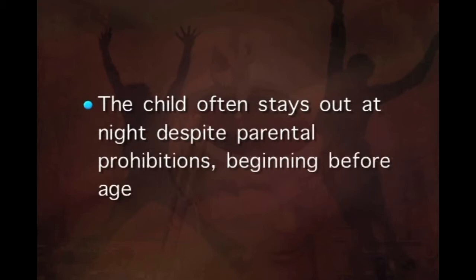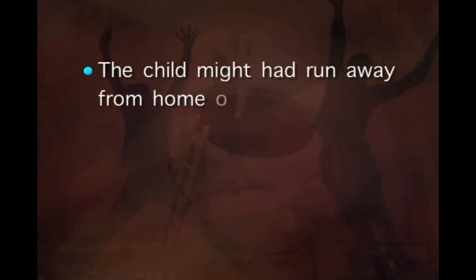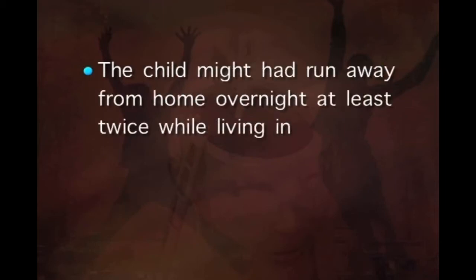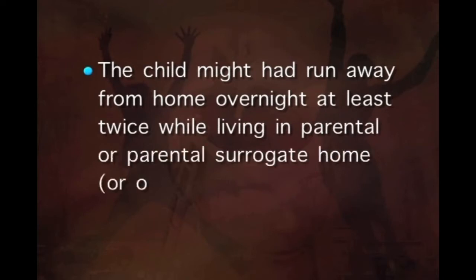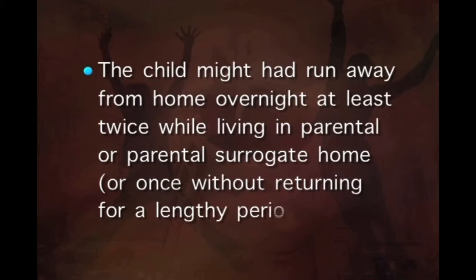Sometimes they may engage in serious violation of rules. This is also one prominent symptom exhibited by children who suffer with this conduct disorder. The serious violation of rules includes the child often staying out at night despite parental prohibitions, beginning before the age of 13 years. The child might have run away from home overnight at least twice while living in a parental or parental surrogate home, or once without returning for a lengthy period.